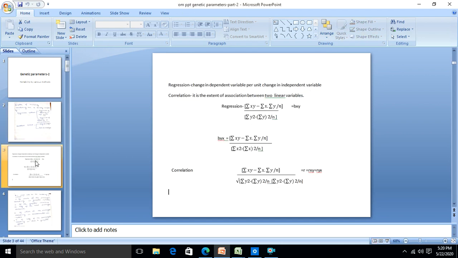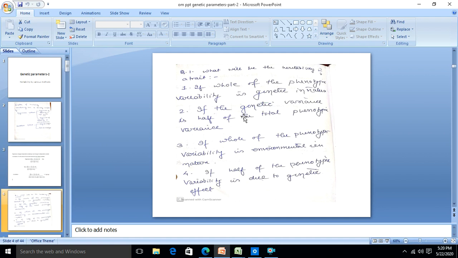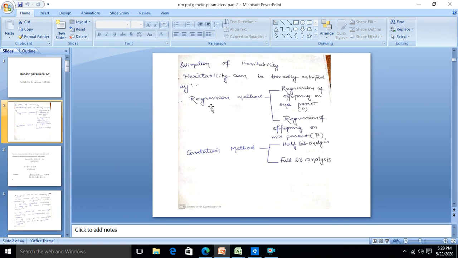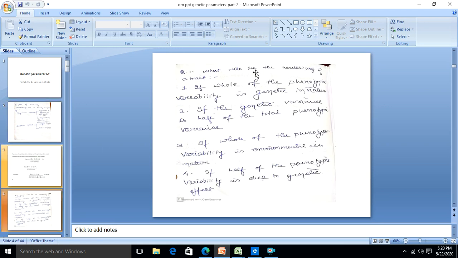Hope I have been able to do the dusting over the memory, the walk down memory lane, of the correlation and regression which you had forgotten a bit. Hope I have been able to remind you of that concept a bit by this effort of mine. Now coming to the numerical through which I will try to explain the two methods. First of all, the regression method, that is regression of offspring on one parent and regression of offspring on mid parent. That is, how do you calculate heritability by the regression method. First we take the regression method.